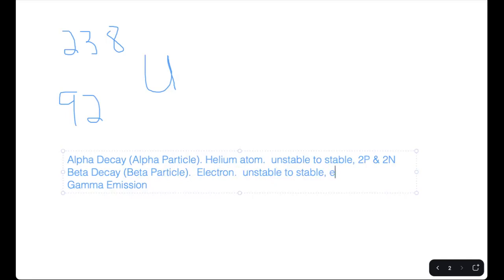I don't know if I can superscript that. Ooh, that is not it. So it's just a negative electron.